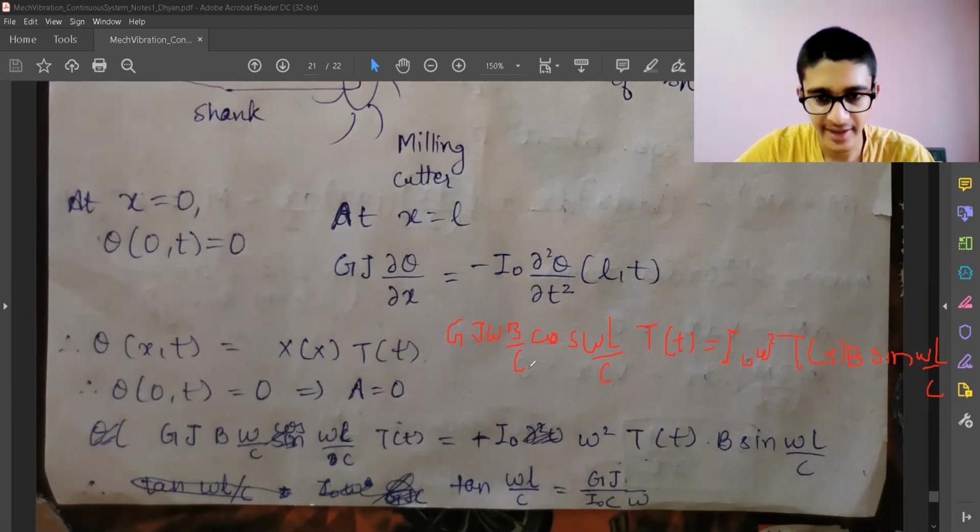So most of the things are getting cancelled. B is getting cancelled directly. T is getting cancelled. Whatever is left, I have written it over here. So B is cancelled, GJ is left, omega is left, C is left. The I naught is left over here. The omega square and one omega will get cancelled. So that is taken into account. And this is cos and this is sine. So that's all we have.